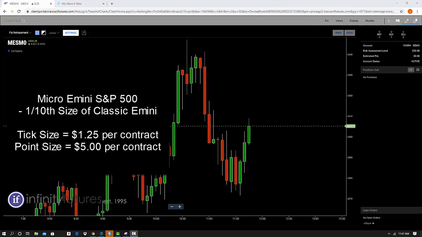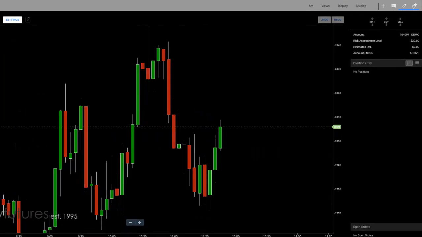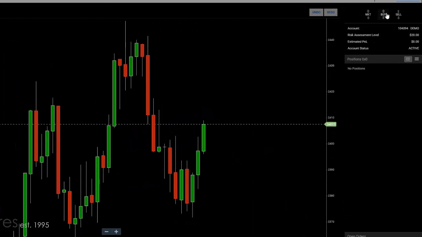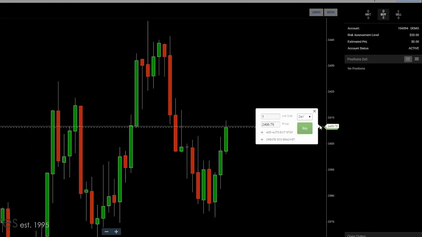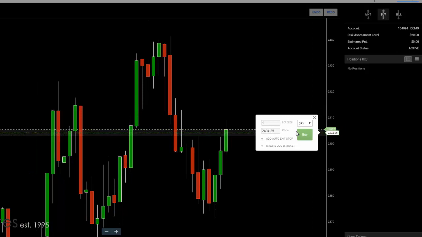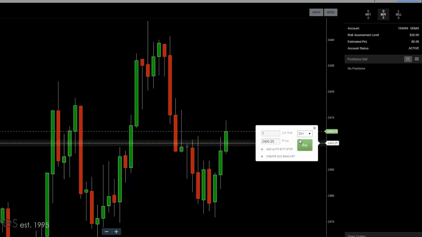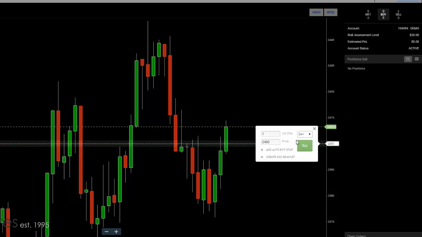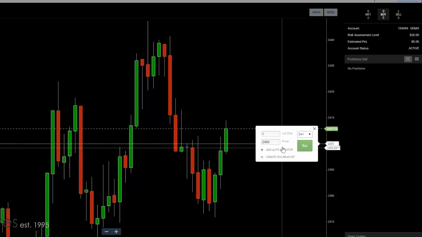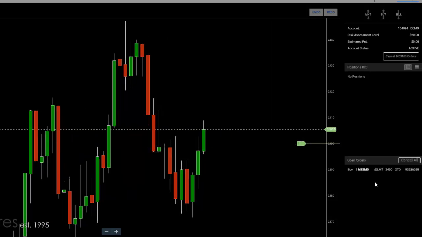It's 1/10 the size. So what I mean by scaling in is let's go ahead and enter the market on a buy limit order. I want to hit the buy button on the upper right. I'm going to drag down my mouse to, let's just say, 2400. 2400 even, and I'll put that limit order out there. Okay, so that's order number one.